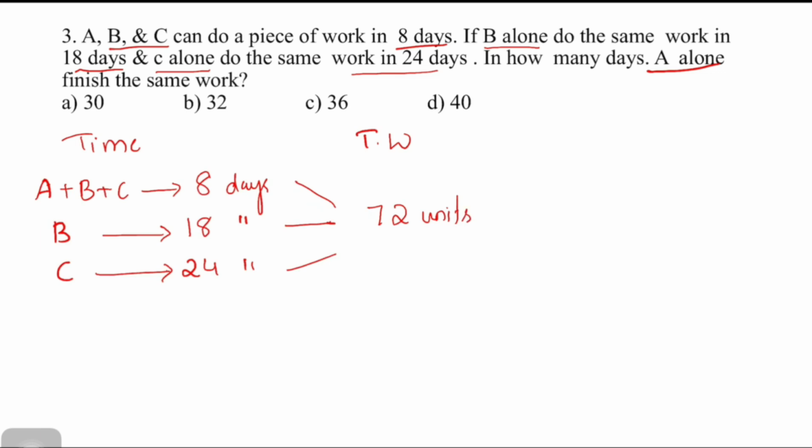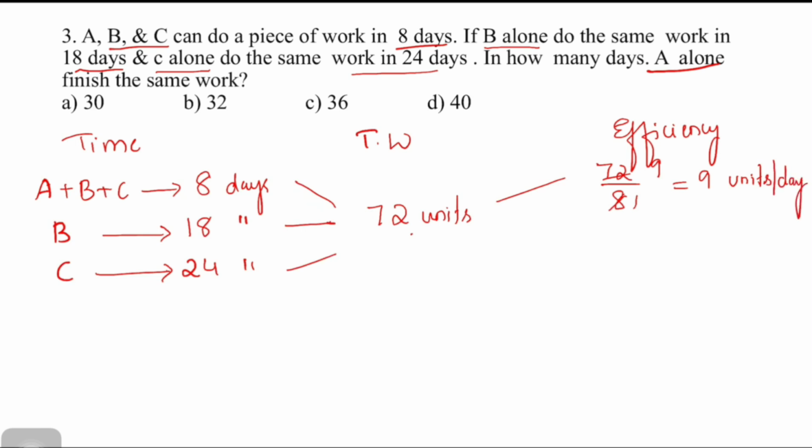Okay. Next, we have to see the efficiency. So A plus B plus C can do 72 units, because total work we have got now. So total work is 72 units. 72 units they can do in 8 days. So in one day how many units can they complete? So 72 divided by 8. 8 ones are 8, 8 nines are 72, which is equal to 9 units per day. So A, B and C together will complete 9 units per day.